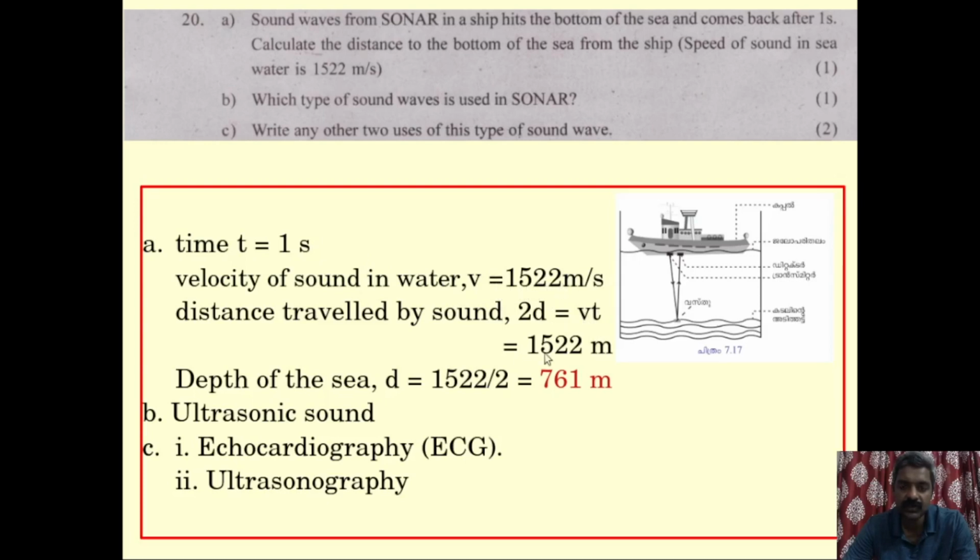2d is equal to 1522 into 1, which is equal to 1522 meter. d is equal to 1522 divided by 2, which is equal to 761 meter. So the depth of the sea is 761 meter. Which type of sound waves is used in sonar? Ultrasonic sound. Write any other two uses of this type of sound wave. Echocardiography, ultrasonography.